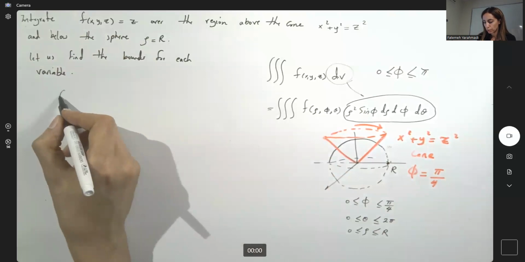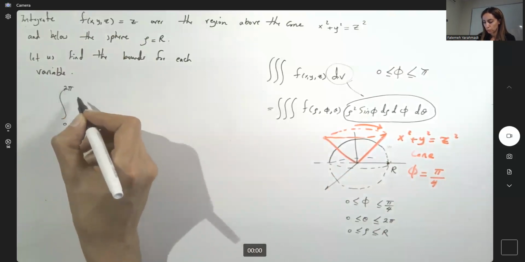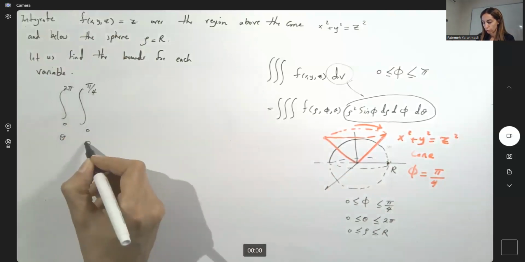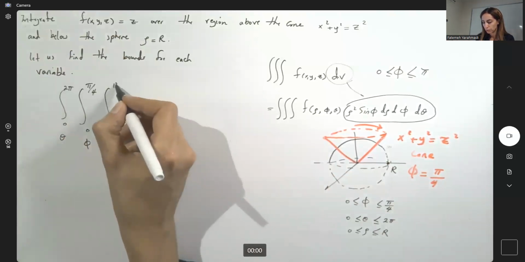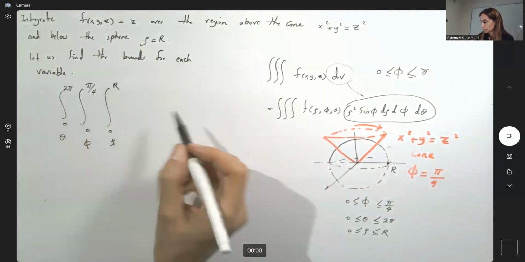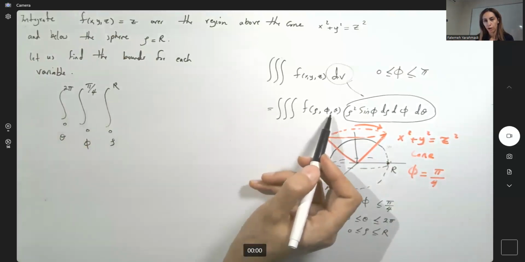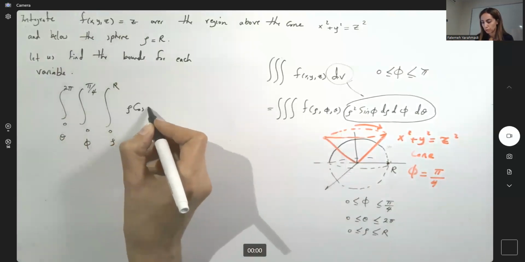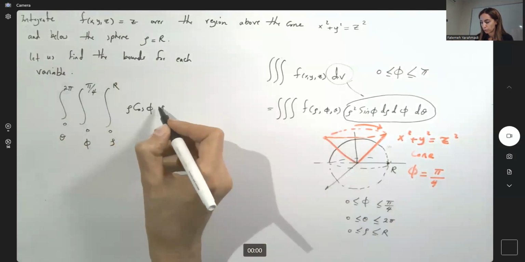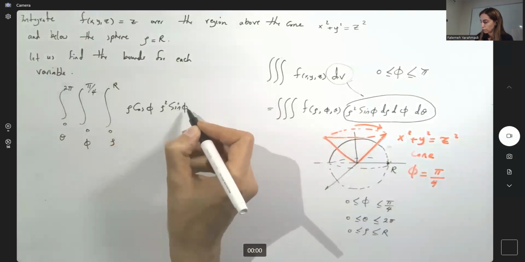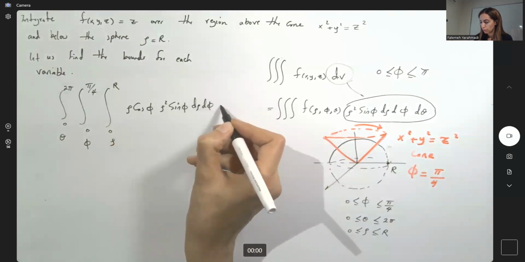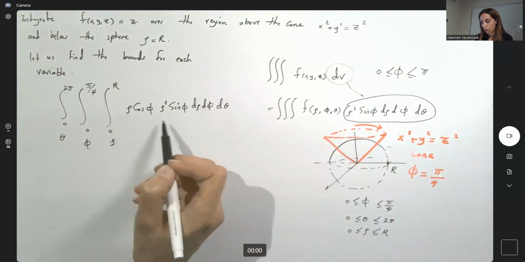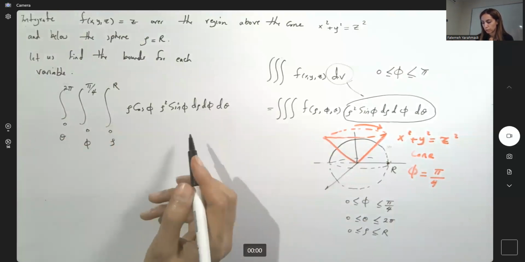So this triple integral is the integral 0 to 2 pi for my theta, integral 0 to pi over 4 for my phi, and my rho is bounded between 0 and r. And here I have f of rho phi theta, which is basically z, but z is rho cosine phi, multiplied by rho squared sine phi and d rho d phi d theta. You can combine these two, you get rho cubed. Well, you can separate these as well.